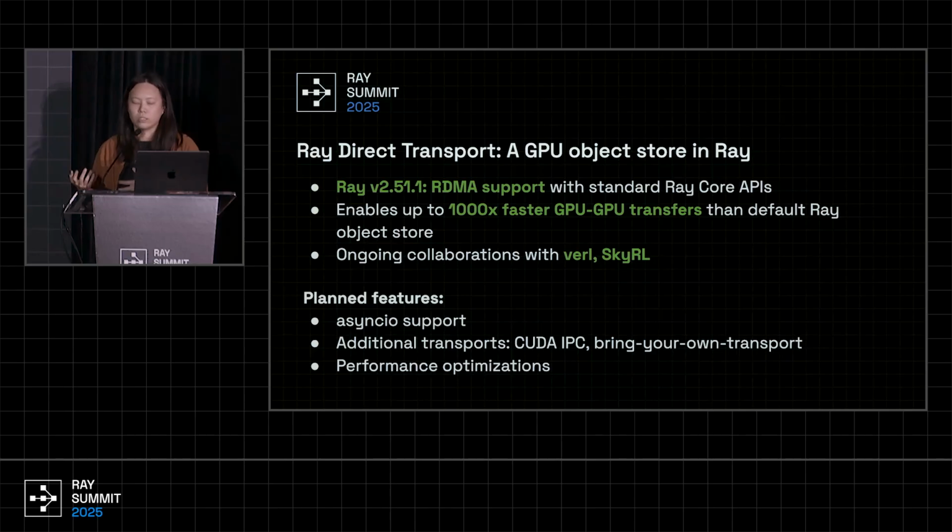We're also working on some ongoing collaborations with RL projects such as Verl and SkyRL. And we also have a bunch of planned features that are in the pipeline. That includes things like async I/O support. We're also looking into different transport backends, such as CUDA IPC, as well as making the transport completely pluggable. And then finally, looking at different performance optimizations. This is definitely very much an active project, so we're really excited to hear any feedback that you all have.